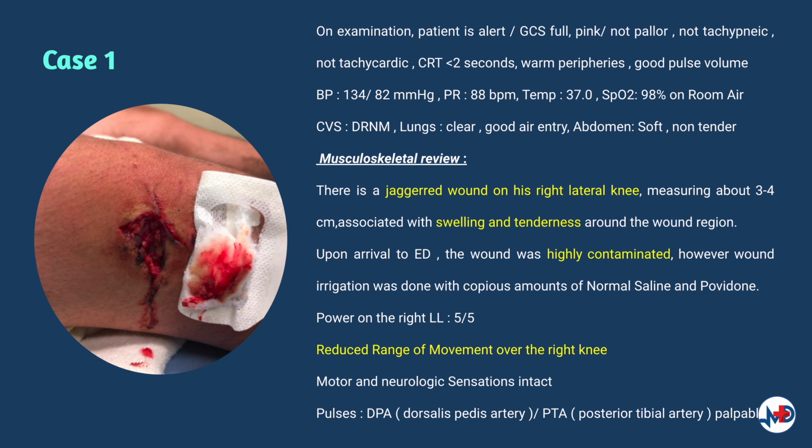The power on the right lower limb is 5 out of 5, which is full. There is reduced range of movement over the right knee. The motor and neurological sensations are all intact. As for the pulses, the dorsalis pedis artery and the posterior tibial artery pulses are well felt.